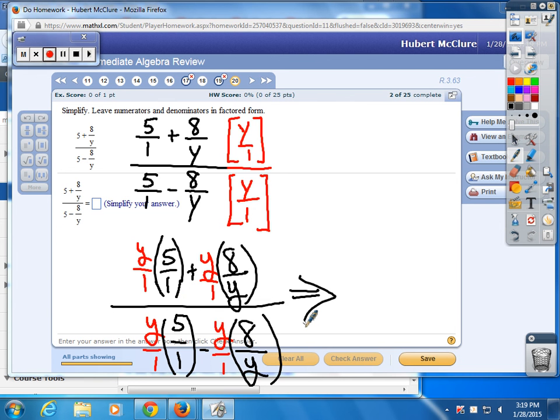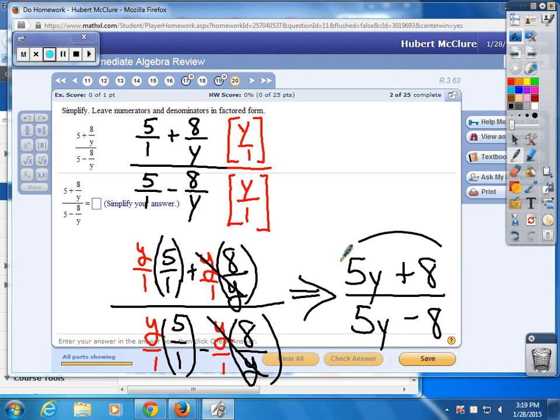All right, so what happens here? 5y over 1 is 5y. What happens here? 8 over 5y minus 8. And you're done. And that's how you clean up a complex rational expression. Capiche?